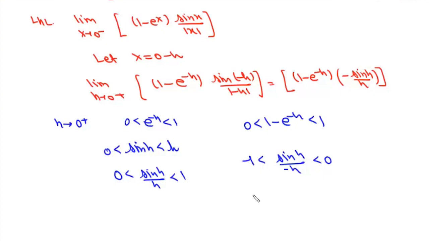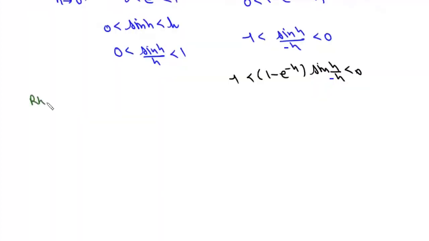So the value of this product, 1 minus e to the power minus h into minus sin h upon h, will lie between minus 1 and 0. And if this value lies between minus 1 and 0, then its greatest integer function will be minus 1. So its left hand limit is minus 1. Now we'll come to its right hand limit.